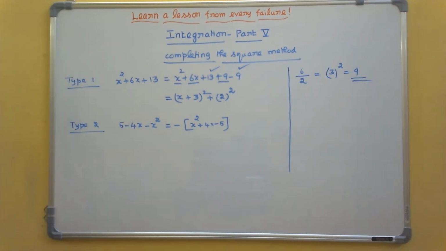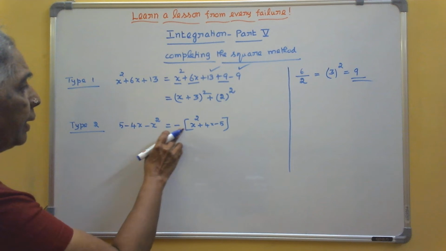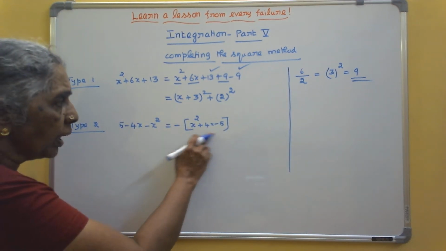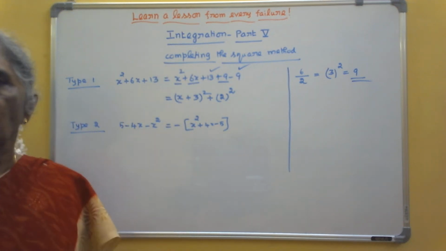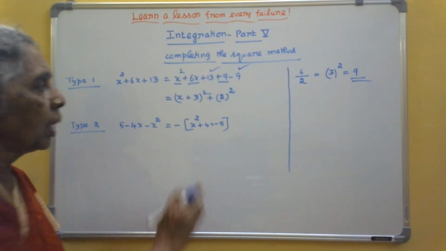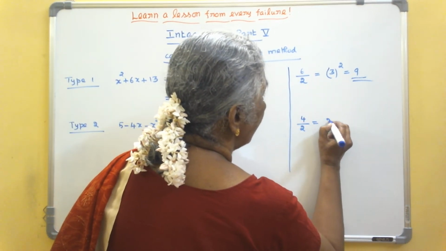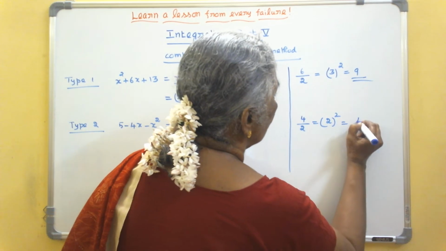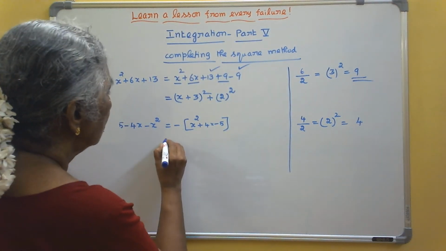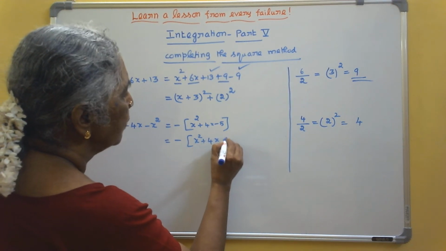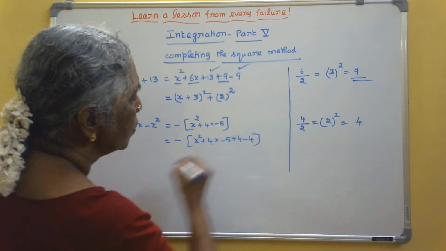Okay? Do you follow what I have done now? To make the x squared coefficient positive, I am taking a minus out and I have changed the sign of everything. Now, whatever is in the bracket is like our first model. So now, what is the coefficient of x? 4. Divide by 2, you get 2. Square it, you will get 4. So now, you write minus x squared plus 4x minus 5 plus 4 minus 4.